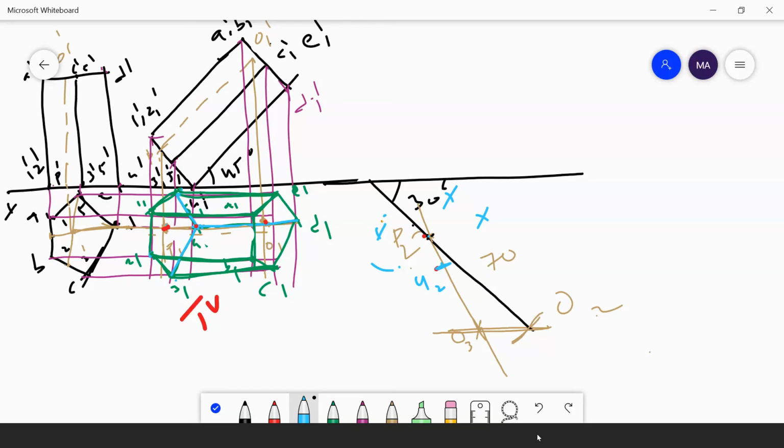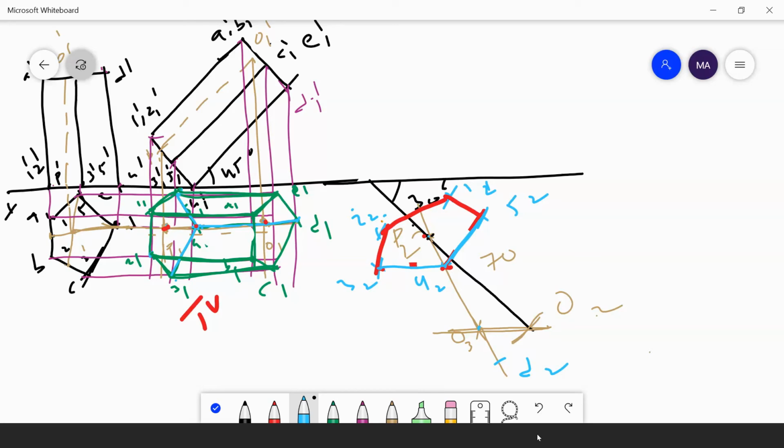Next, I am marking the same manner. I am measuring the distance from this O point to D1 point. I am cutting an arc here. I am measuring the distance from O1 to D1. I am taking O3 as a center, cutting an arc here. I will get a D2. Understand? From D2, the same process.